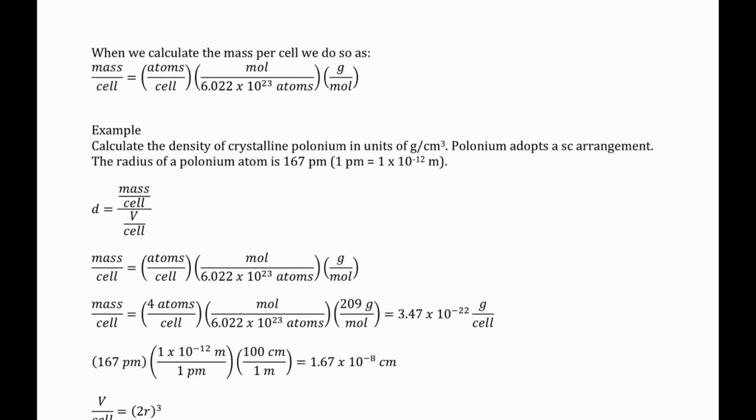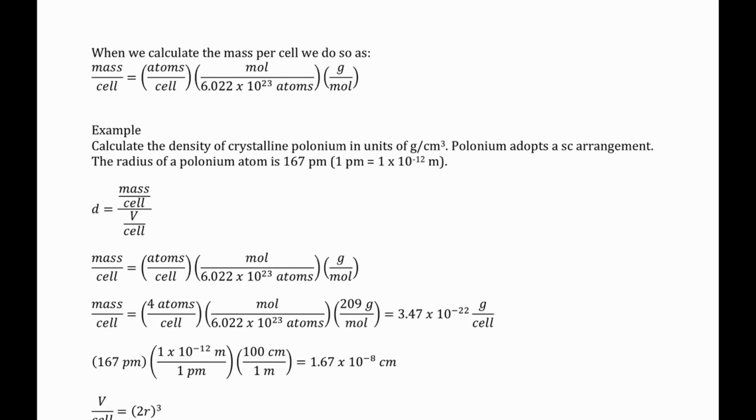Okay, so when we calculate the mass per cell, remember, for density we need mass per cell and volume per cell. Volume per cell, we've got that in the table above. For the mass per cell, we have to know the number of atoms per cell, which we know for simple cubic, for FCC, and BCC. They're in our summary table above, the atoms per cell.